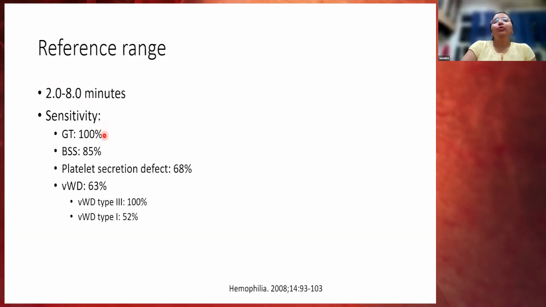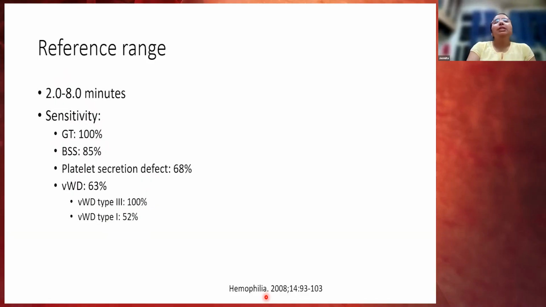Now, this is a test which is good for a severe inherited platelet function disorder. For example, for a case like GT, it will pick up 100% of the cases. For BSS, about 85%. The platelet secretion, about 68%. But it fares poorly in mild platelet disorders as well as in von Willebrand disease, the type 1 and the type 2 specifically. Type 3 is very well picked up by a bleeding time.